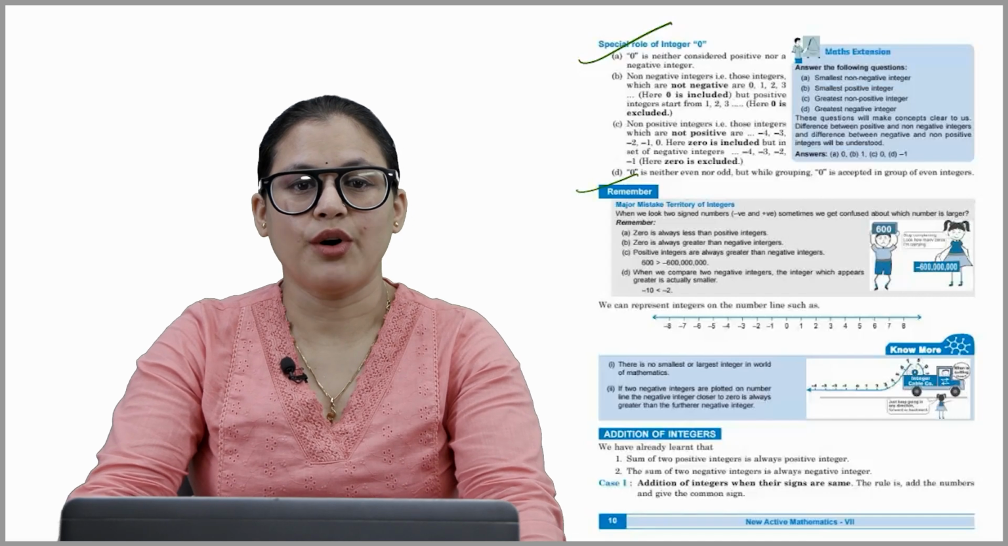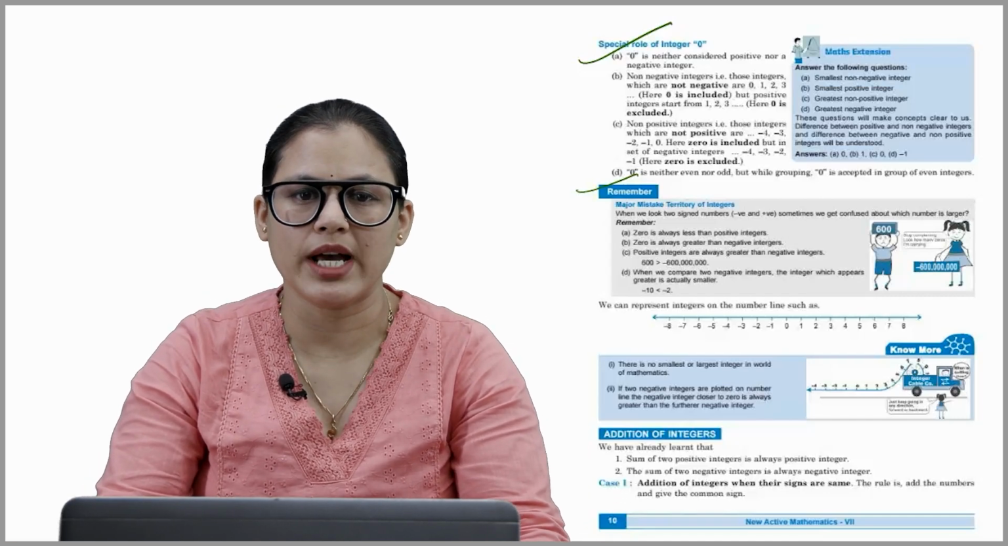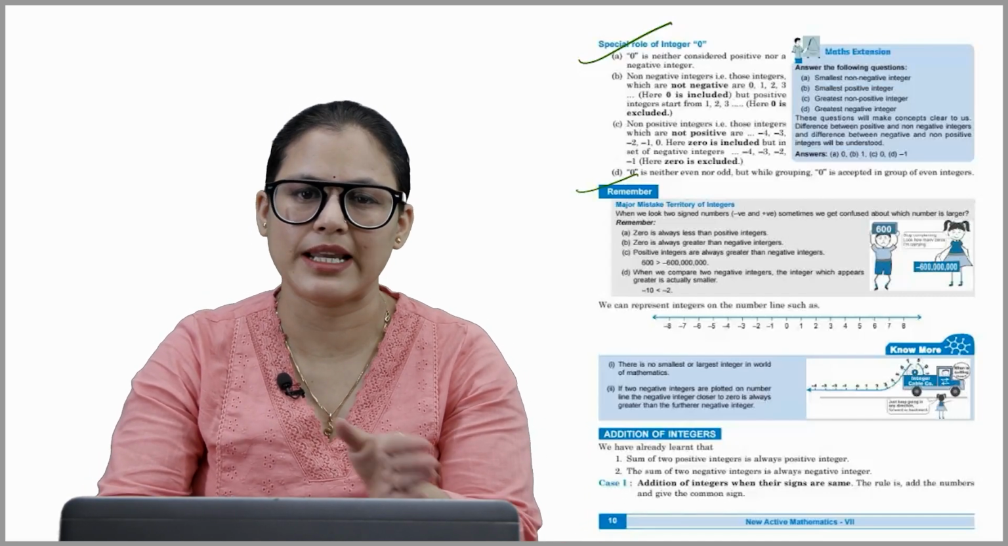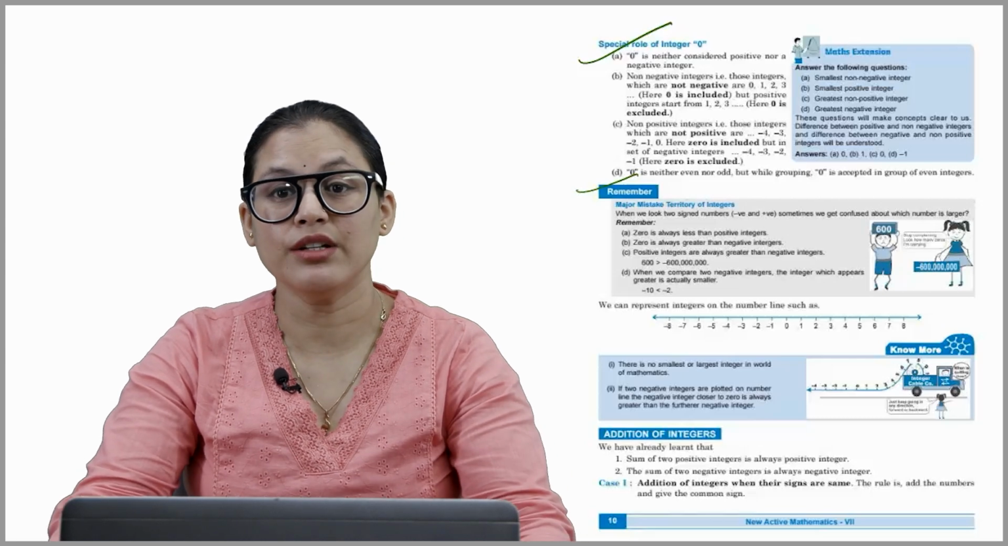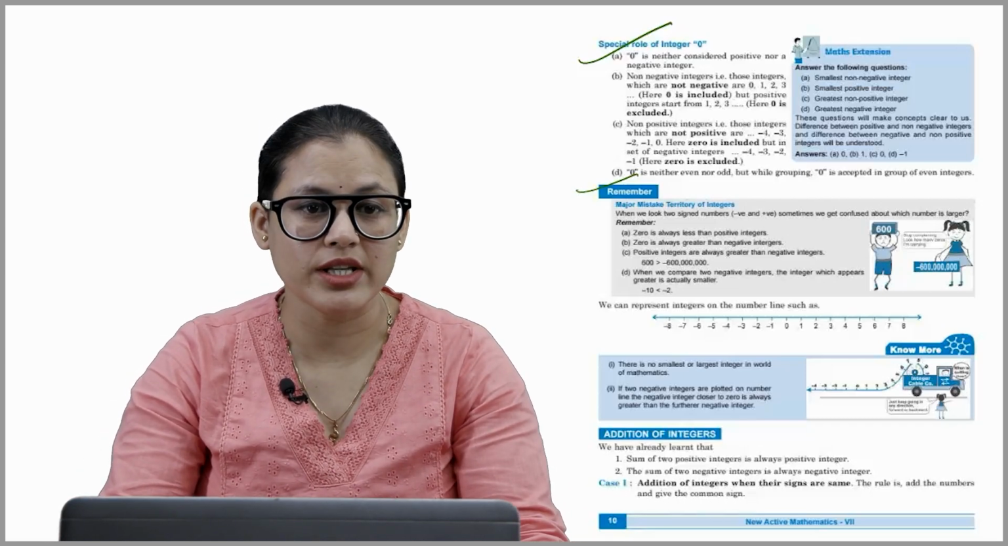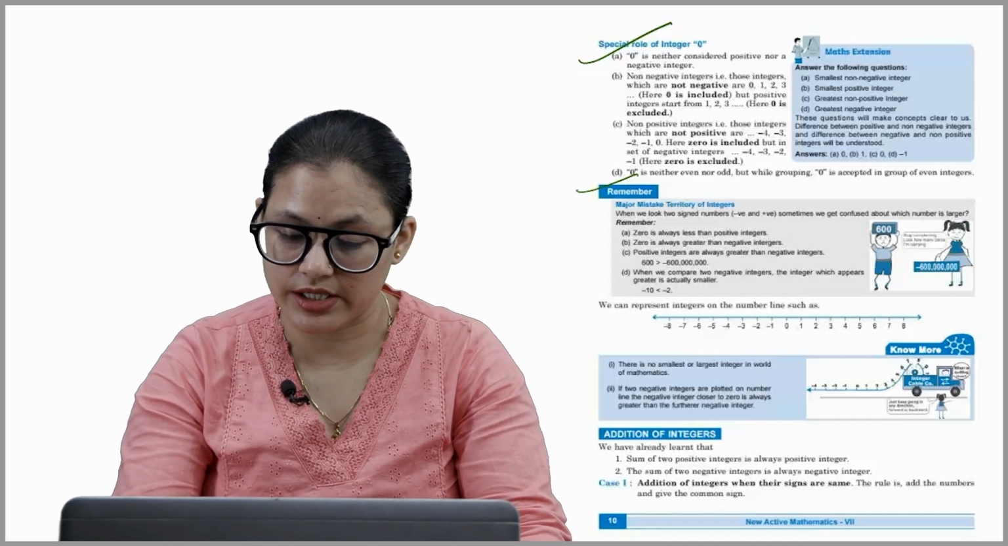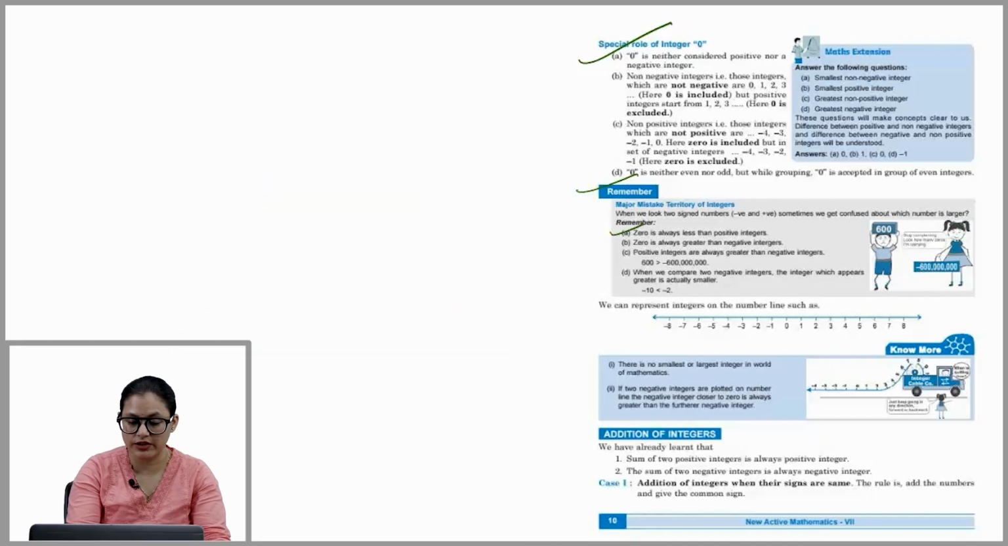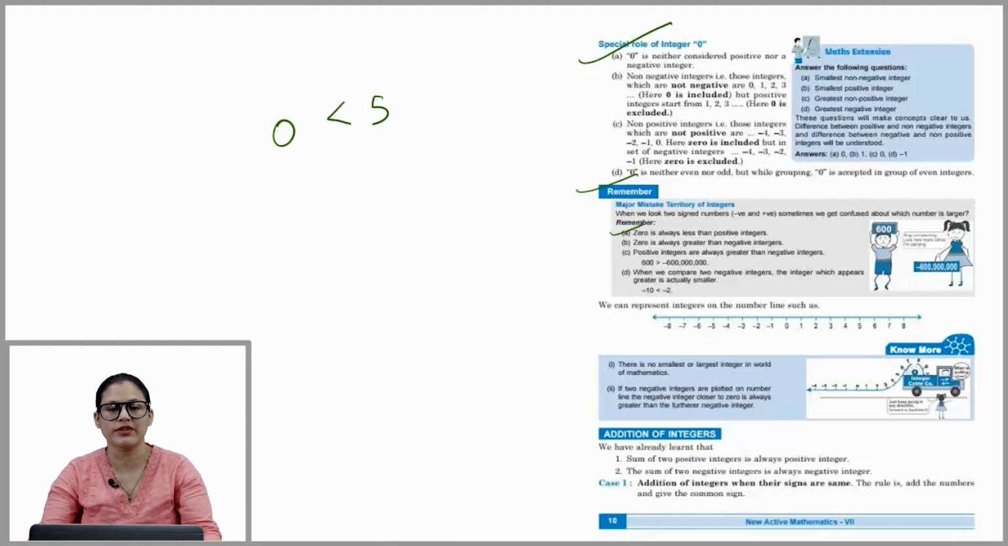major mistake territory of integers. When we look at the two signs, negative and positive, sometimes we get confused about which number is larger. Remember, A. 0 is always less than a positive integer. If we have to compare 0 and 5, then 0 is obviously lesser than this positive number.